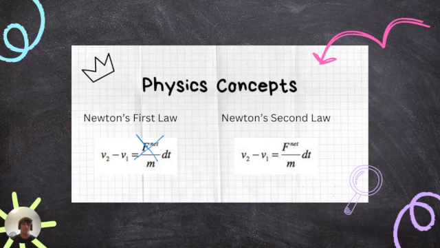For the physics concepts for this lab, Newton's first and second laws are used heavily in the experiment. Newton's first law states that if F net on an object is equal to 0, the object will maintain constant velocity. Newton's second law states that change in velocity is related to net force, mass of the object, and change in time.